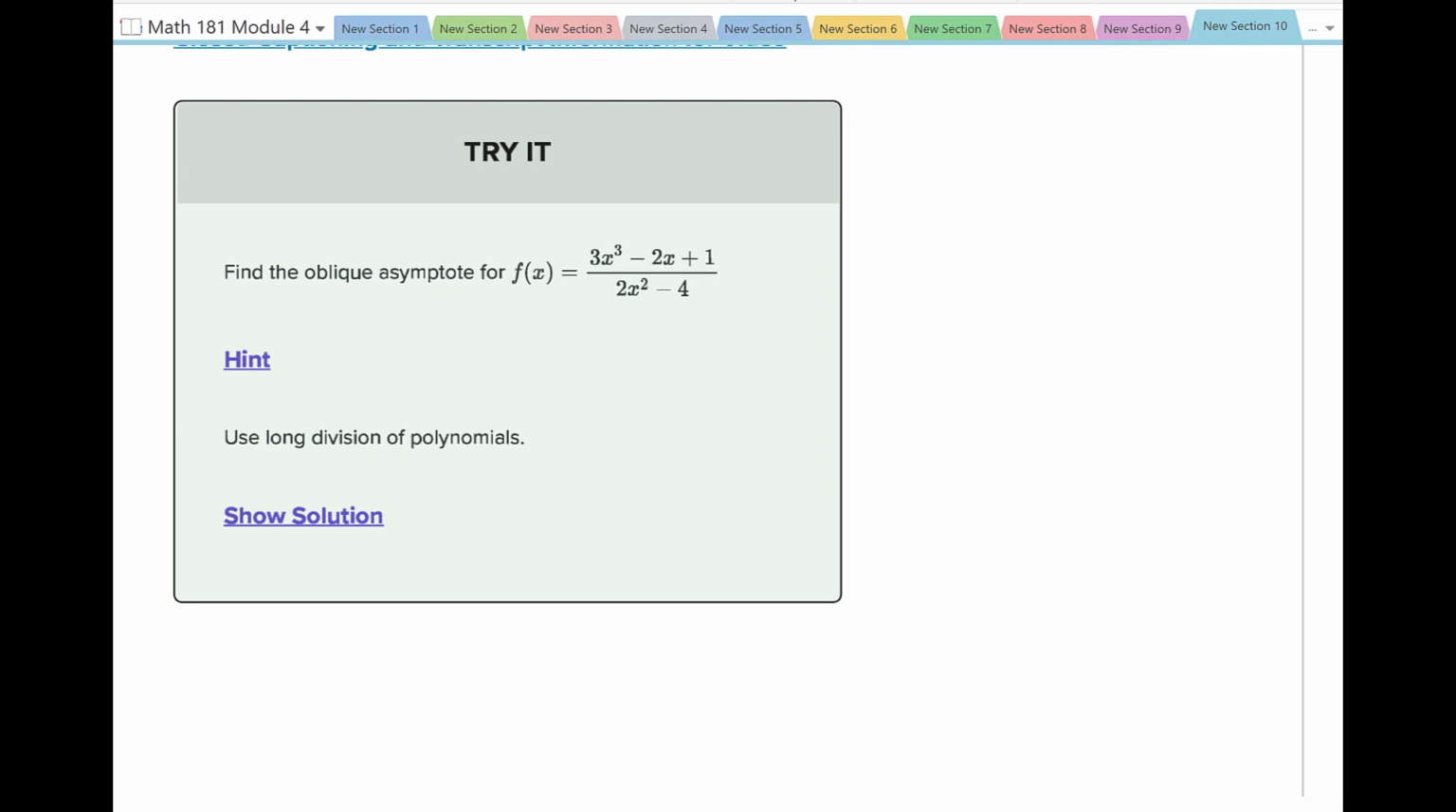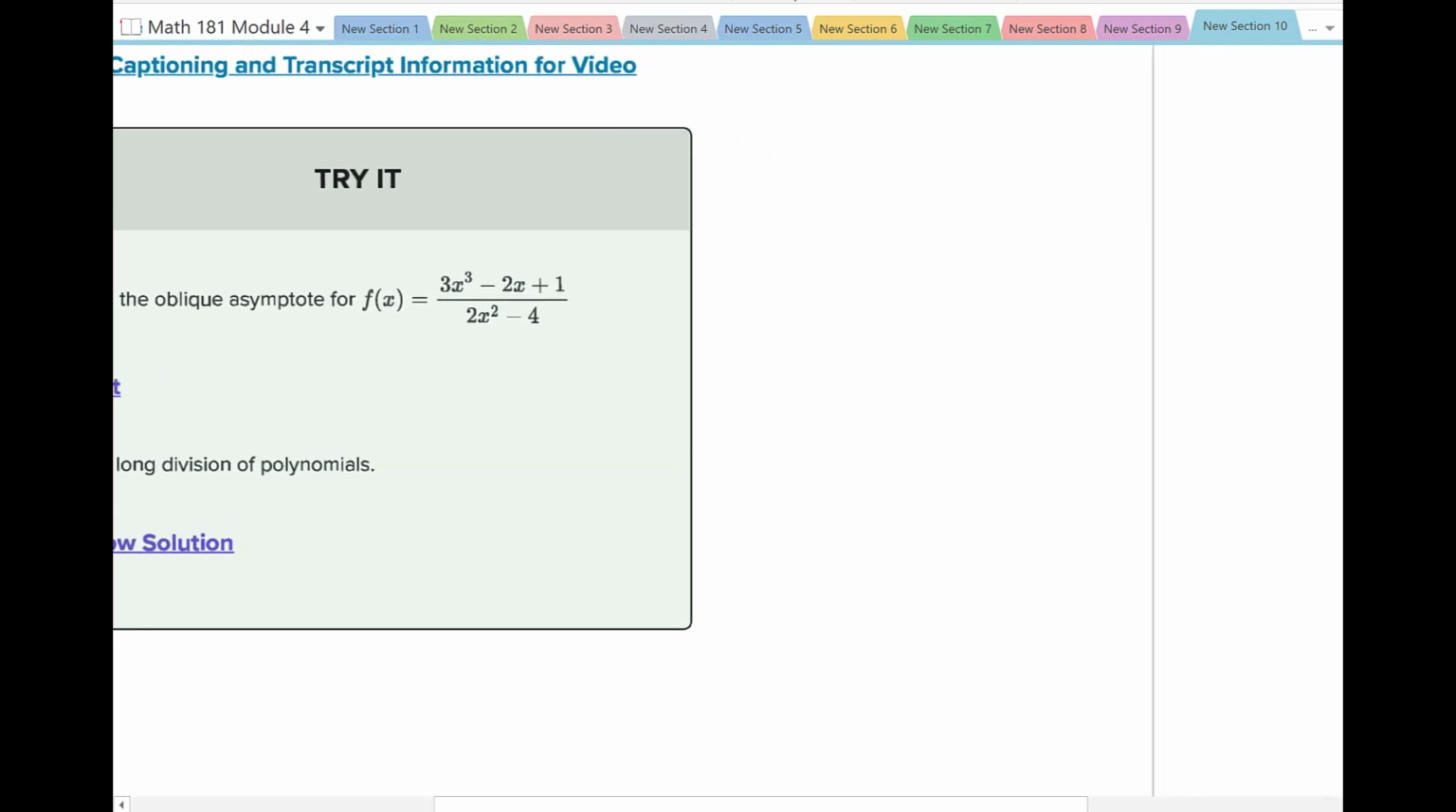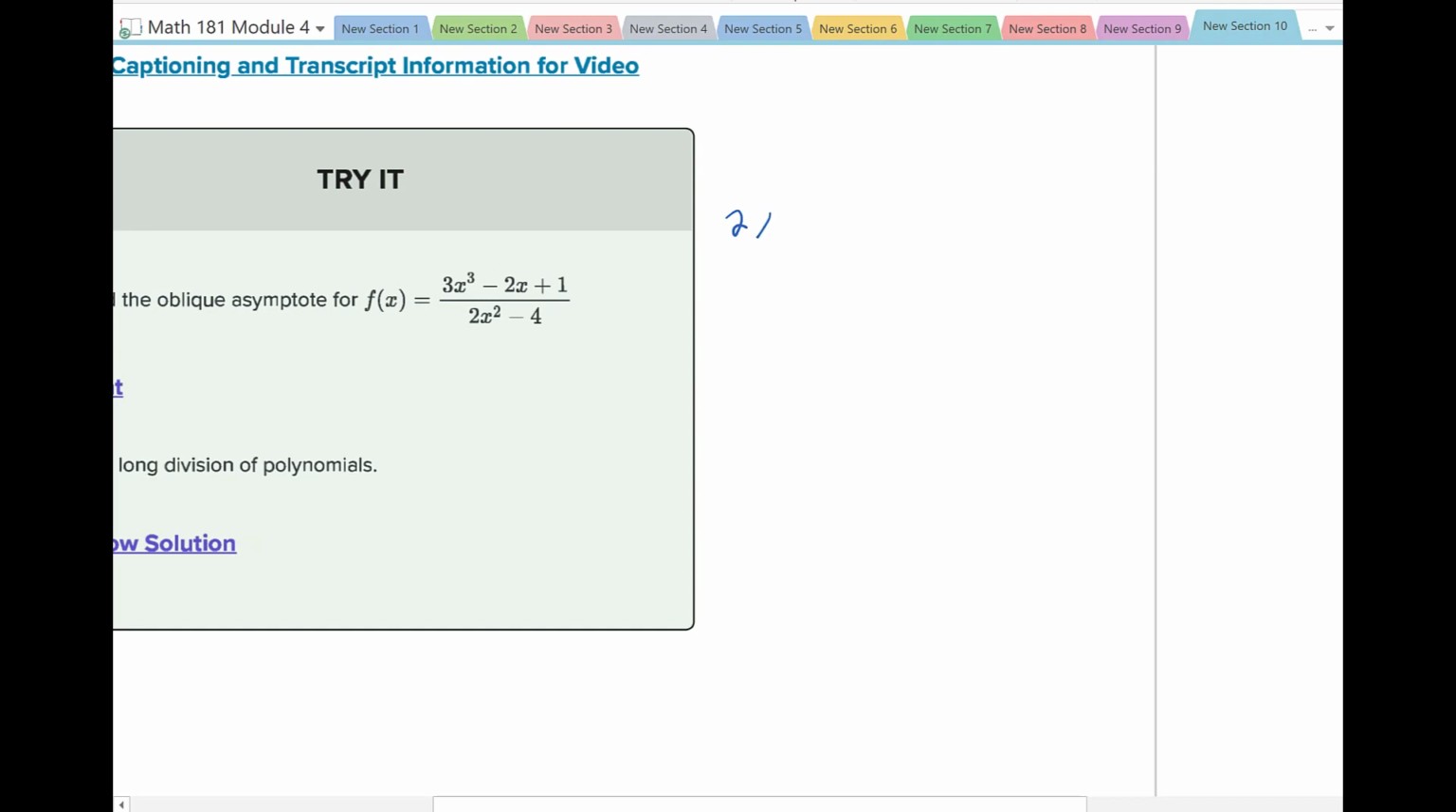And this is just a division. So maybe you did this in your pre-calculus days, maybe not, or maybe you forgot. So all this is long division. So 2x squared minus 4 goes into 3x cubed minus 2x plus 1. So 2x squared times what is 3x cubed? And this is the hardest part of this one, is that you have to do it with fractions. And that's going to end up being a 3/2 x.